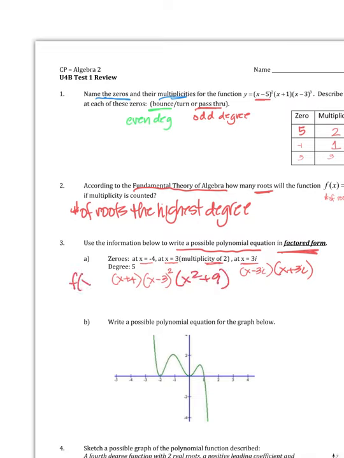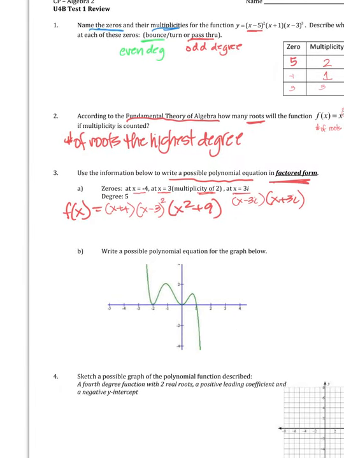Let's go ahead and do the function notation in front. So that would be writing that possible polynomial equation. For letter B, we're looking at those x-intercepts as our zeros. So this one is negative 2. Let's go ahead and do our function notation. So remember, it's going to be the opposite.